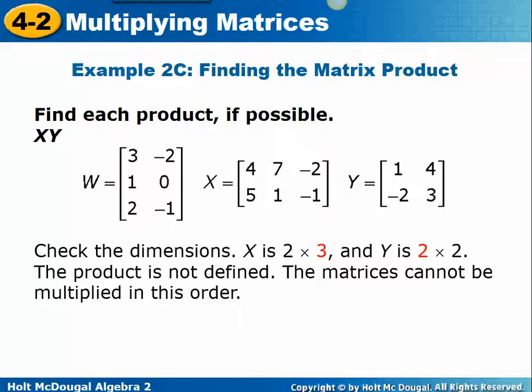In this one, they ask us to multiply x times y, and the number of columns in the first did not match the number of rows in the second. So this one you would just say could not be multiplied, or multiplication is not determined.